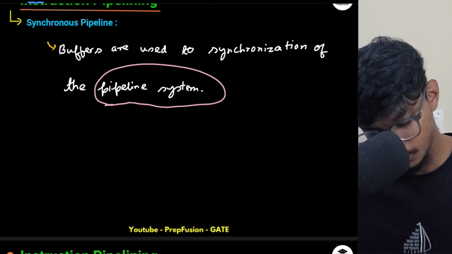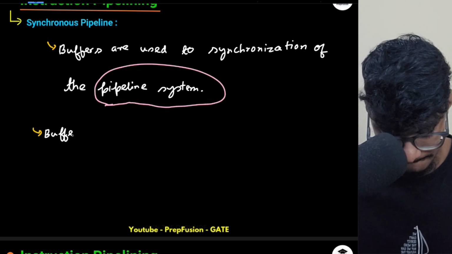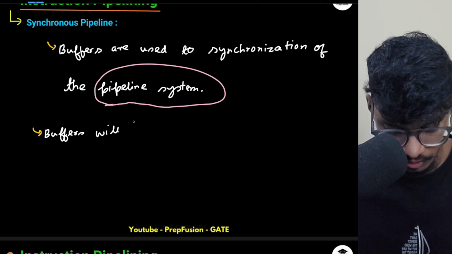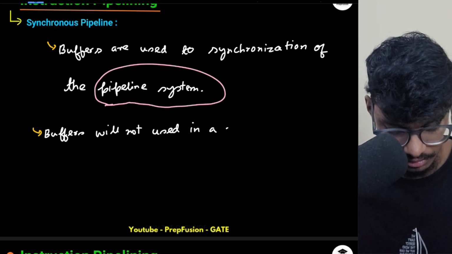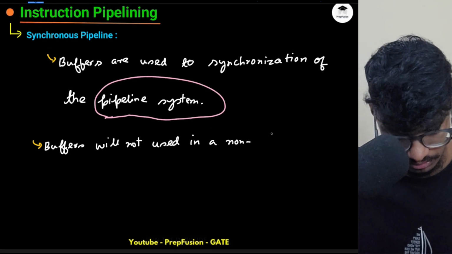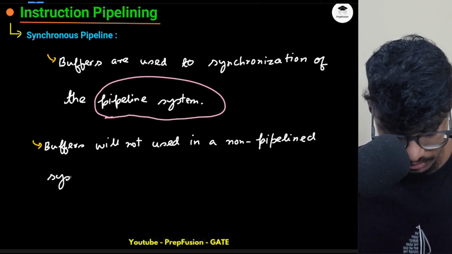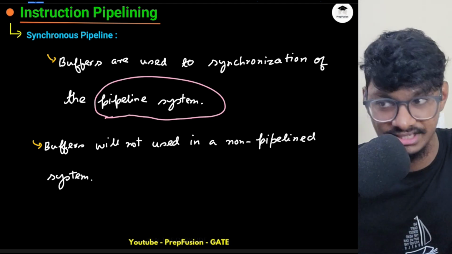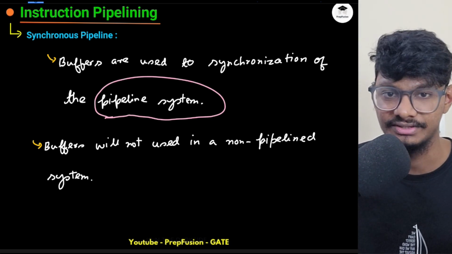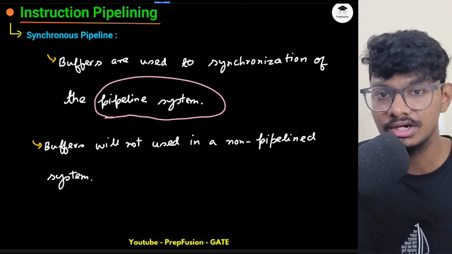Buffers will not be used in a non-pipeline system. Why? Because the reason we kept buffers was to synchronize everything, right? That was the main reason we used buffers. Synchronize what? Synchronize the stages of the pipeline.